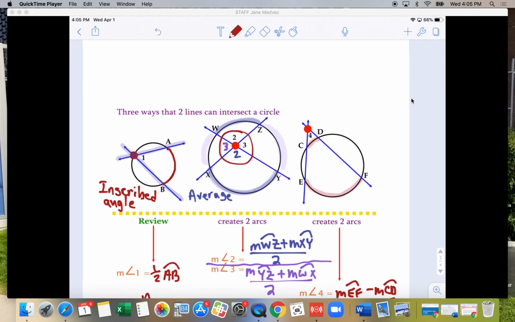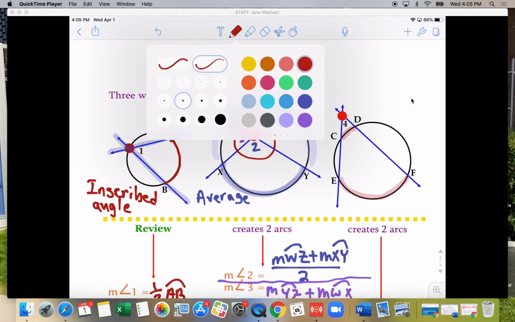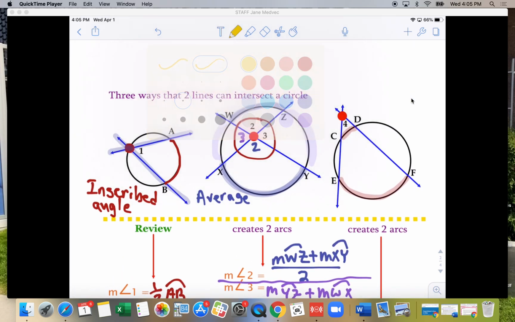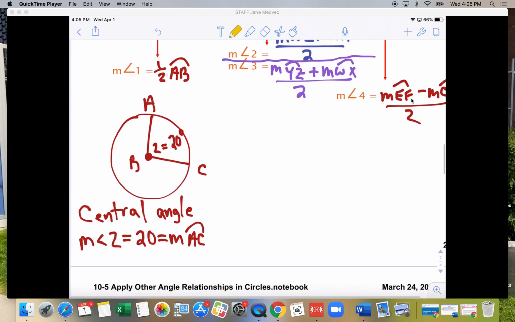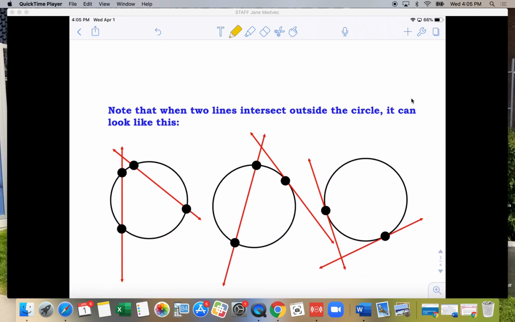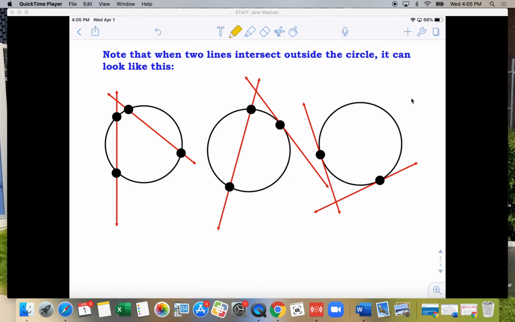So when we are looking at the next problems, I'm going to call this one problem 1, this one problem 2, and this one problem 3. And when we go over the next couple of problems, we're going to use those different formulas. So we'll take a look. So let's take a look at this next example. It says, note that when 2 lines intersect outside the circle, it can look like this. So outside a circle, you're going to notice that I've got this intersection here, okay?